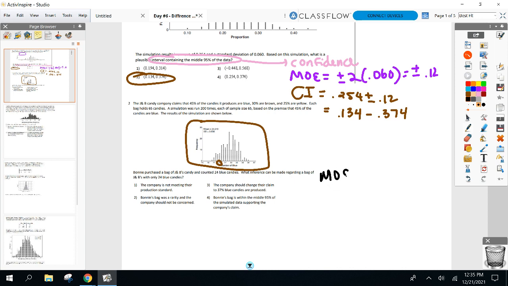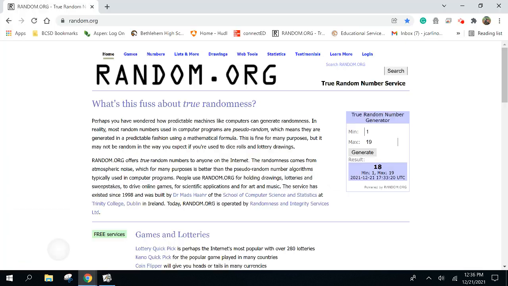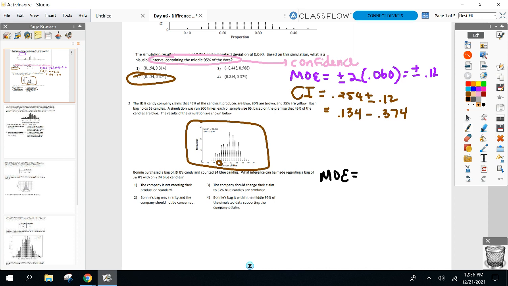Margin of error first. I'll ask it again. Maddie, how do I find margin of error? It's plus or minus 2 times the standard deviation. Which is what in this case? 3.936. Yep.